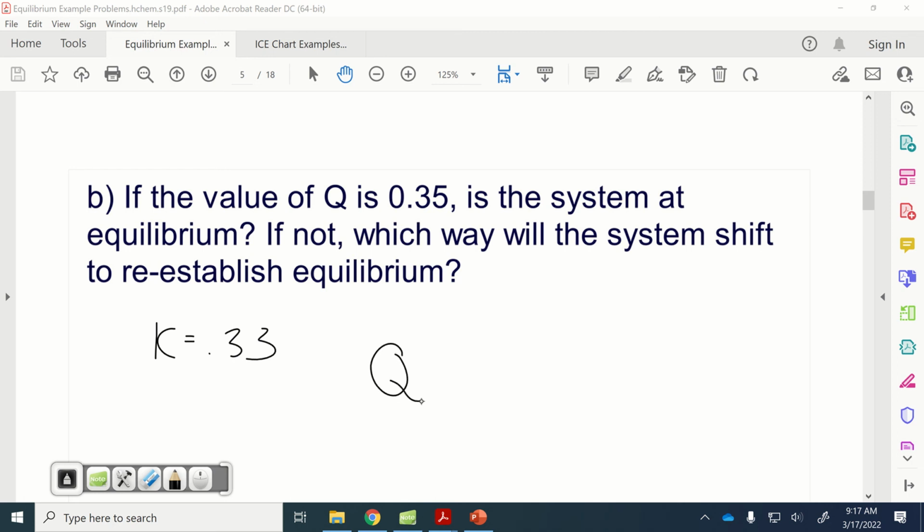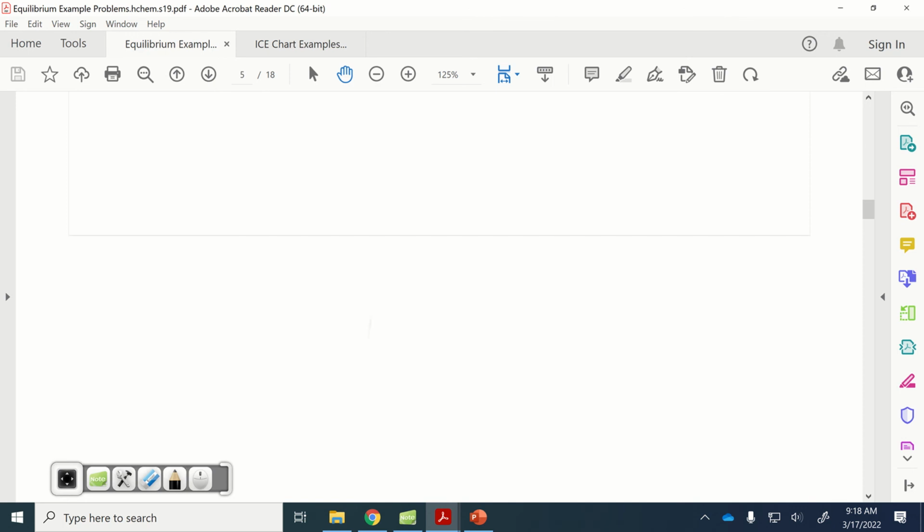But now Q is greater than K, so we need to reduce the amount of products. So this is actually going to shift toward the reactants. We're going to shift toward the reactants, because we need to lower that Q value. Some of it needs to turn back into reactants. All right? So let's keep going here.